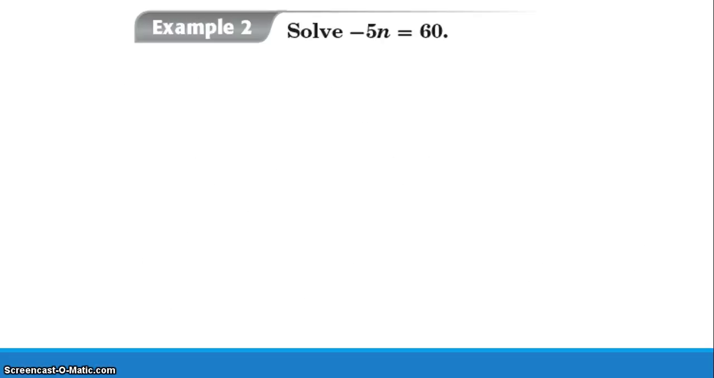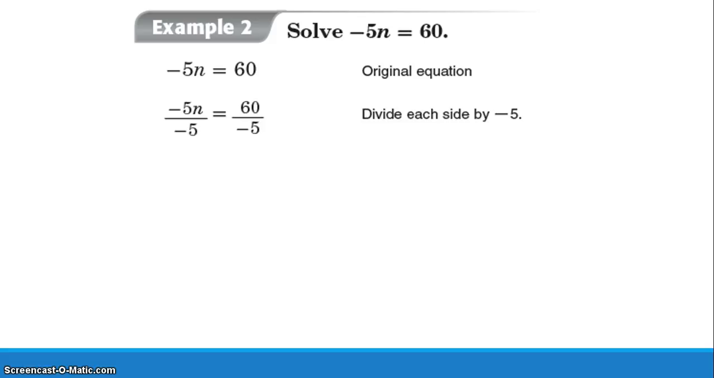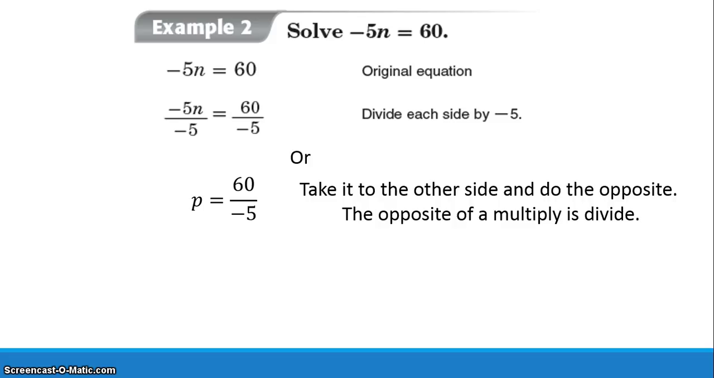Okay, here we have a negative 5n equals 60. Now the opposite of multiplication is division. So we write our problem down. We want the negative 5 to go away. So we're going to divide both sides by negative 5. Or we're going to just take it to the other side and divide by negative 5. It's the same thing, isn't it? We've shown you over and over again. It's exactly the same thing. Why should I have to write the negative 5 under the negative 5n? It's your choice. Negative 5 into 60 goes and makes a negative 12.